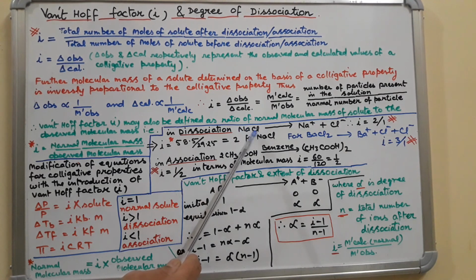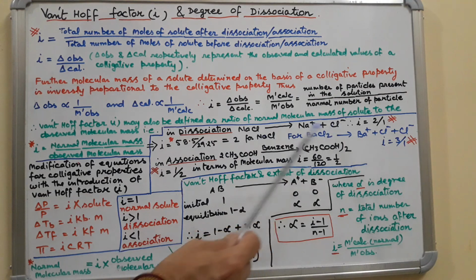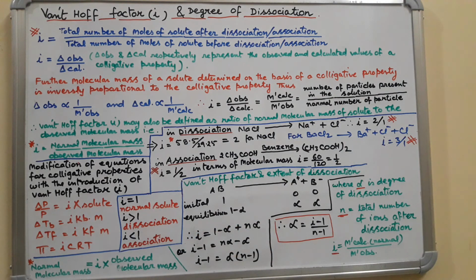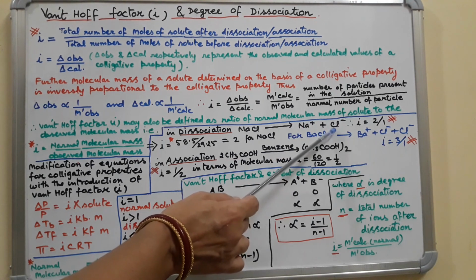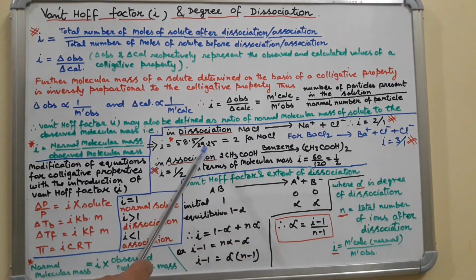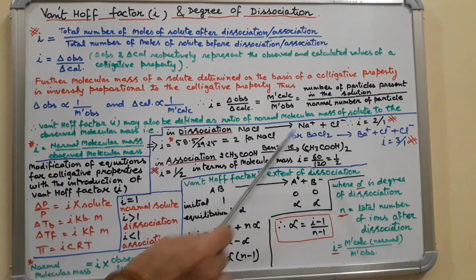58.5, 23 plus 35.5, 58.5 divided by the observed molecular mass. Because it is going to dissociate into two particles, so instead of taking 23, which is the mass of Na, and 35.5, which is the mass of Cl, I have taken here the average of these two.